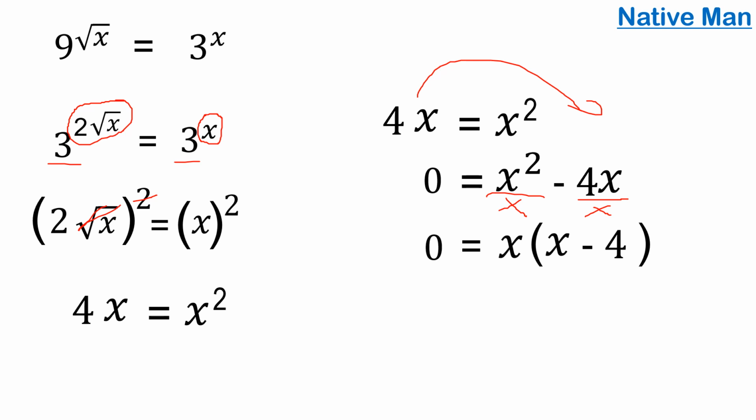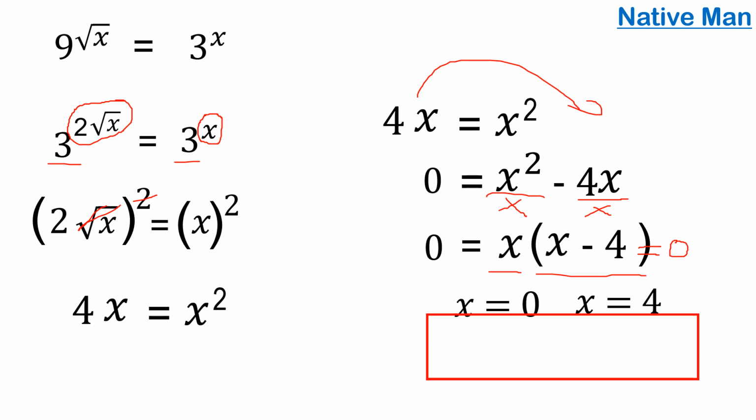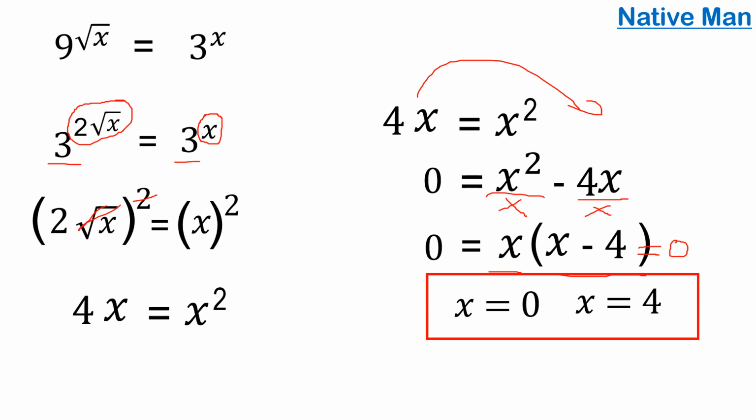So we have now two factors. The first factor is x, the second factor is x minus 4. The first factor, x, equate to 0. Then the second factor, x minus 4, equate also to 0. If you solve, it will become equal to 4. x minus 4 is equal to 0, so how come that is equal to 4? Transpose negative 4 and it will become positive 4. So x is equal to 4. There are two possible values for x: x is equal to 0 and x is equal to 4.